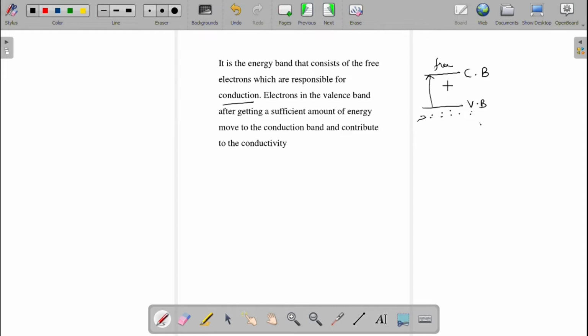Okay, or free electrons we can say, and the band containing the free electrons is called the conduction band. So electrons in the valency band get a sufficient amount of energy to move to the conduction band and contribute to the conductivity. So this is the conduction band. The band which consists of the free electrons is called the conduction band, which is just above the valency band, right?